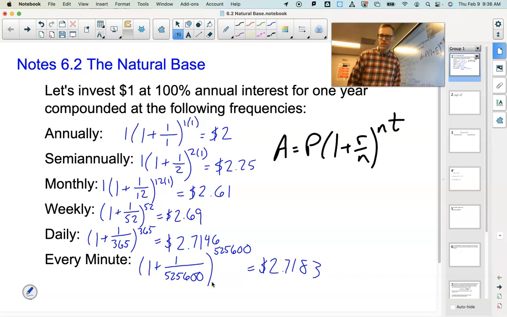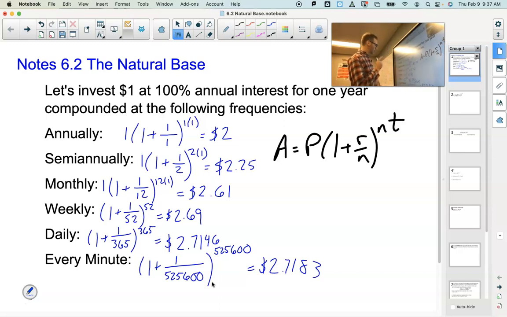Would every second get us up to $3? Would every tenth of a second get us up to $3? Would we even get to $3? Could we get to $2.75? Or is there a horizontal asymptote that we're approaching?